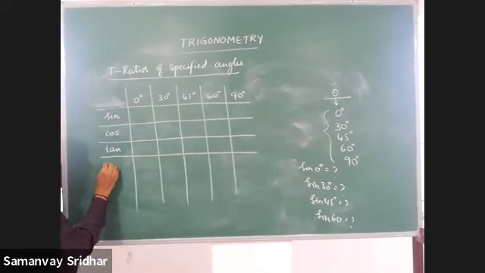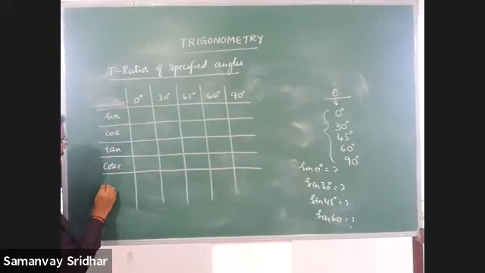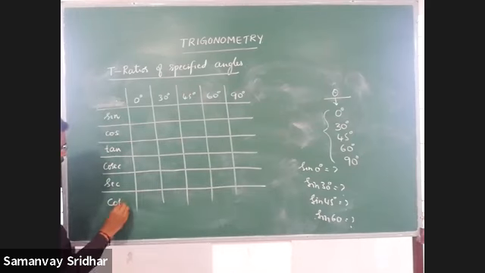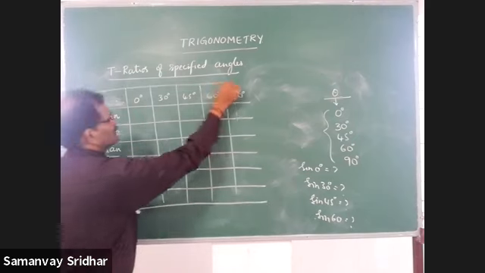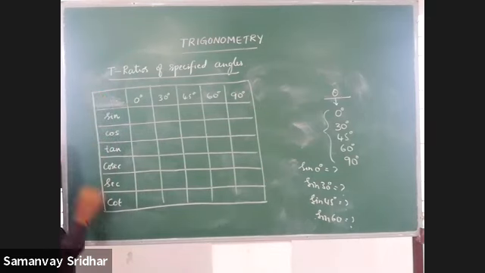Then we have to go for cosecant. With respect to cosec, we have to find the value. Then we have to go for sec. The last one we have to go with the cos. Yes, the table is ready. Now we just have to fill in the values.